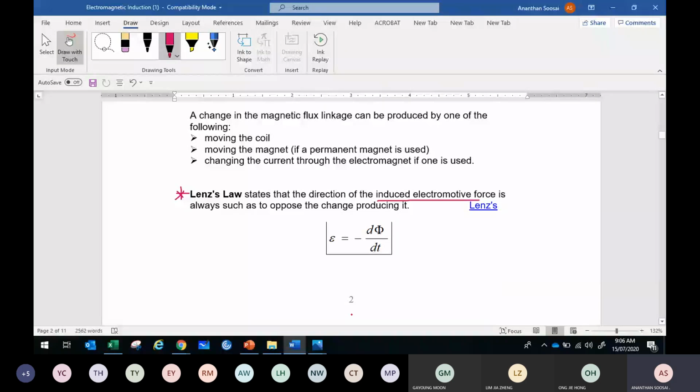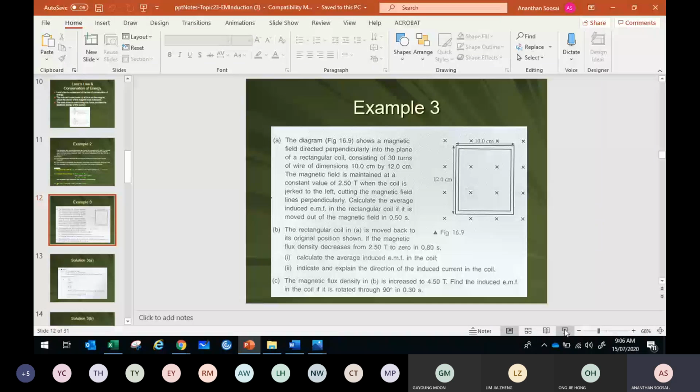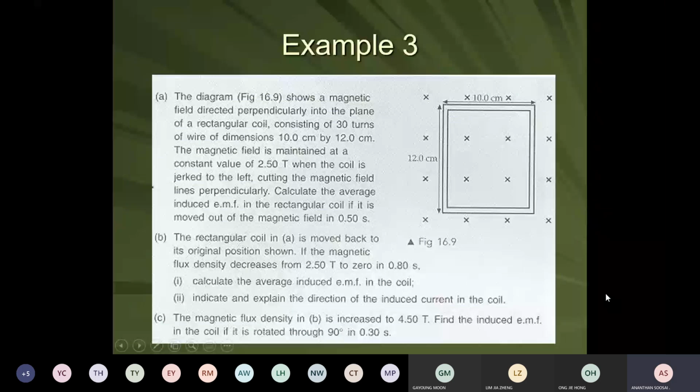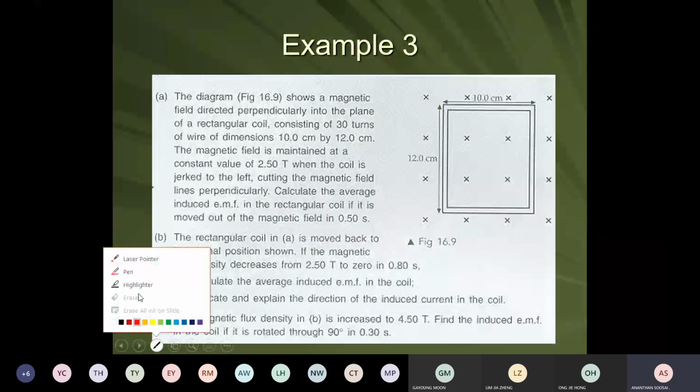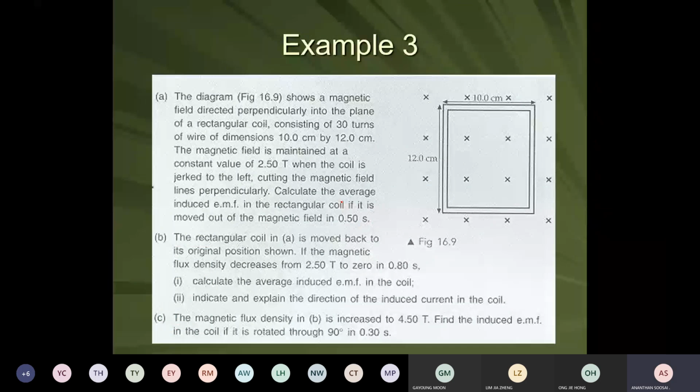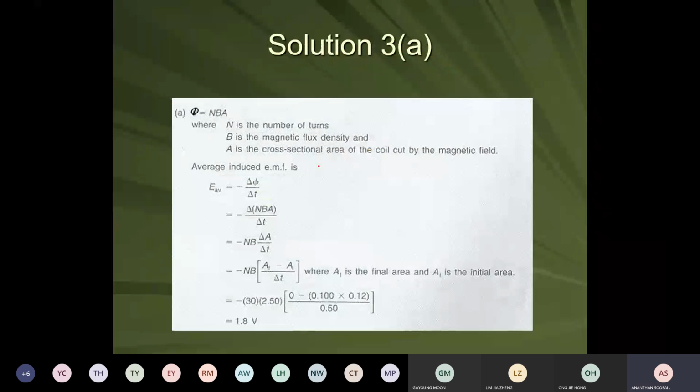Okay, so we go back to the slide. That day we tried out part A. We're still going to do part A. I want to ask an extra question about part A. What did we calculate in part A? We calculated the average induced EMF, and we use, of course, EMF equals d psi over dt, and we calculate the answer.